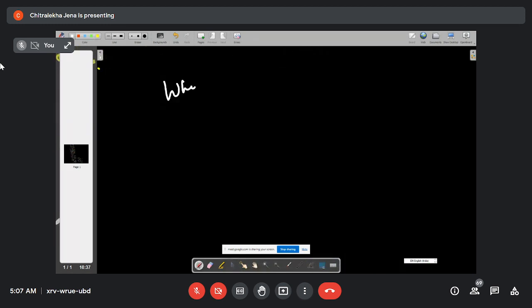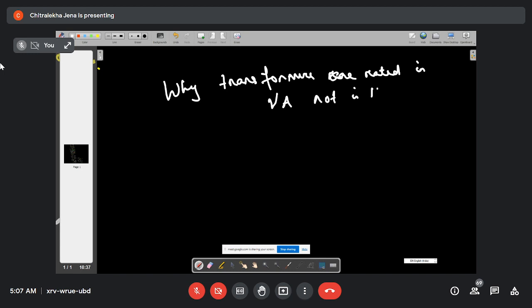Why are transformers rated in volt ampere or kilovolt ampere, and not in kilowatt? Why transformers are rated in kVA, not in kilowatt? But your house, which is connected to a transformer, we all are using loads which are rated in kilowatt. Why? What is the reason? Find it out. Okay, we'll find it out next class.